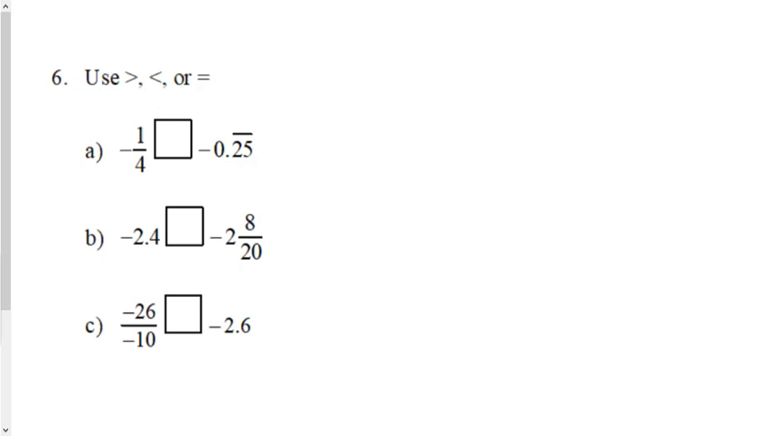Question 6, use greater than, less than, or equals to in these blocks. Negative a quarter is not equal to negative 0.252525. Which one is closer to 0? This one is, and therefore it is greater than, because that's what this value is because of the repeating bar line above the 2.5. Negative 2.4. They are actually equal, so therefore you can put the equal sign between them.